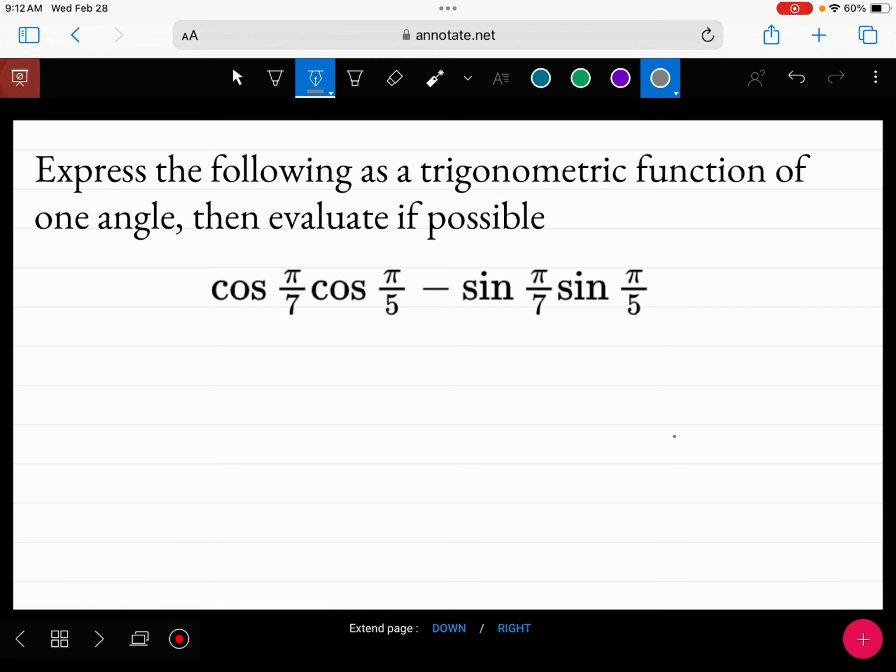Okay, we're going to do one more like this. Because we've done a couple in degrees, I want to do a radian. So dramatic. All right, so we're expressing this as one trigonometric function of one angle. So we're going to figure out which formula this matches, and then we're going to evaluate if we can.